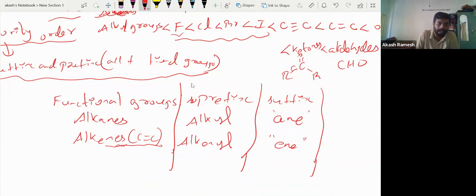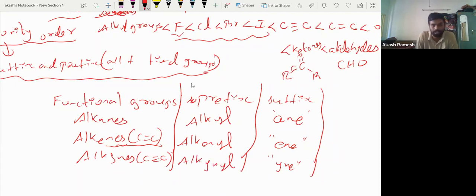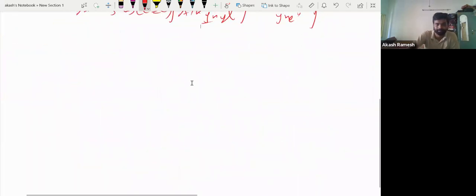Then alkynes, that is C triple bond Cs, right? Now it's very simple. The suffix is simple, "yne", right? And if it is going to be prefix, I'll write alkynyl. Instead of E, you put a Y. Alkynyl. Right. Moving on.